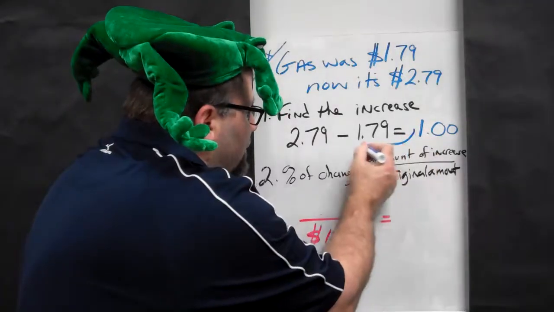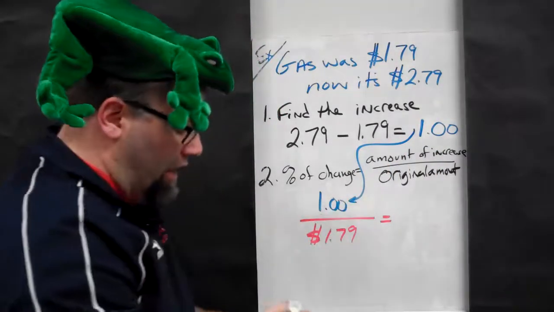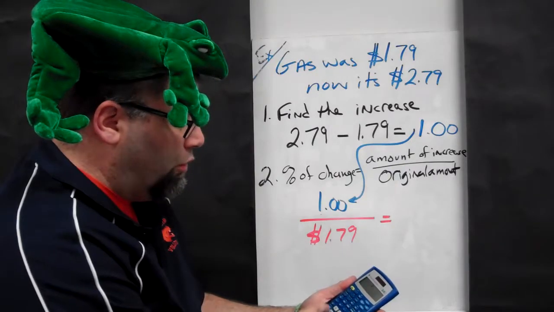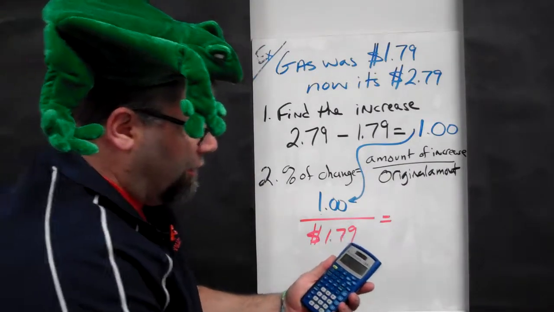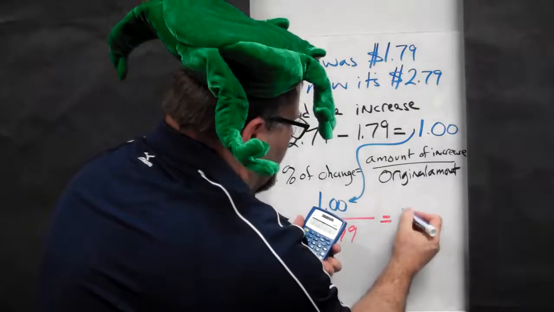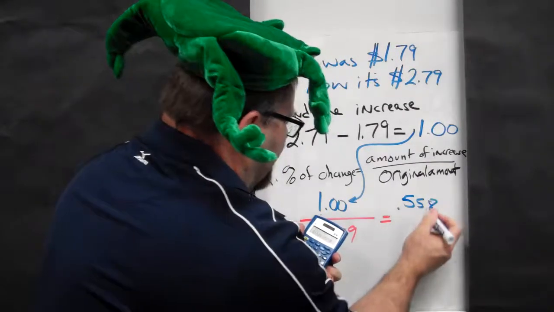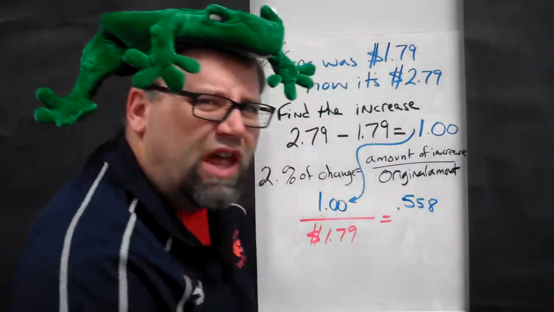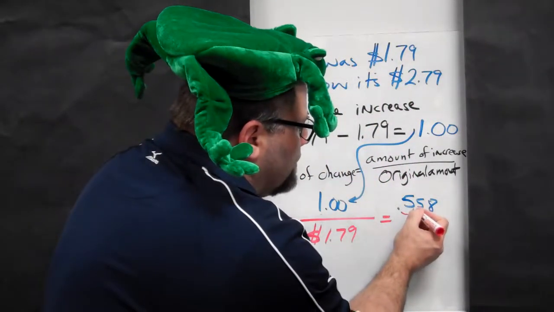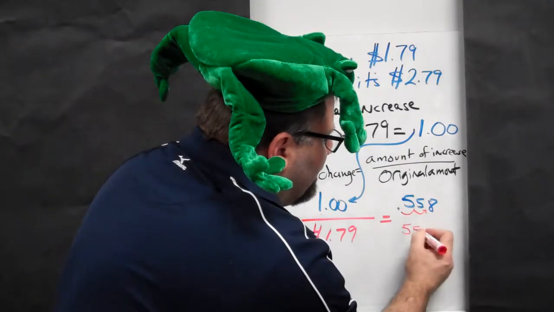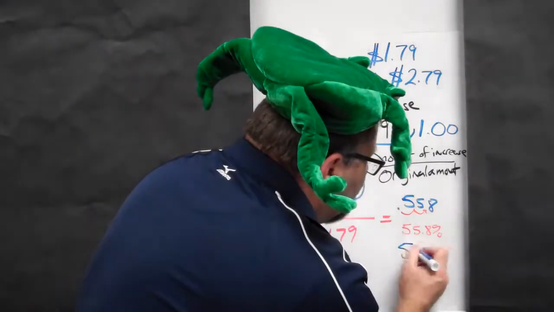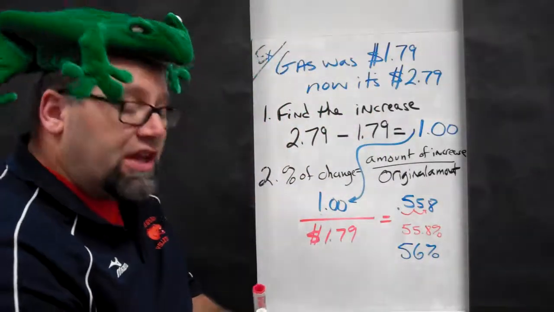So we know that amount of increase was $1. Then we grab our handy dandy calculator and put 1 divided by 1.79, which equals 0.558. Is that a percent yet? Not yet. To make it a percent, we move that decimal place 2 places to the right, 1, 2, which gives us 55.8%, or, if we're rounding, 56%. So that's a 56% increase in that gas price.